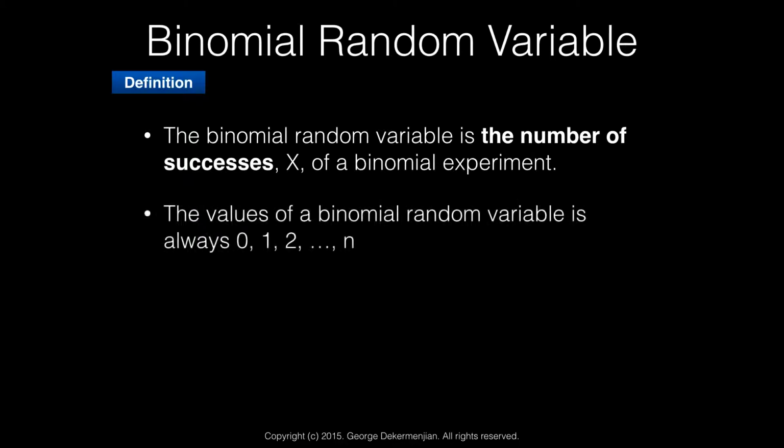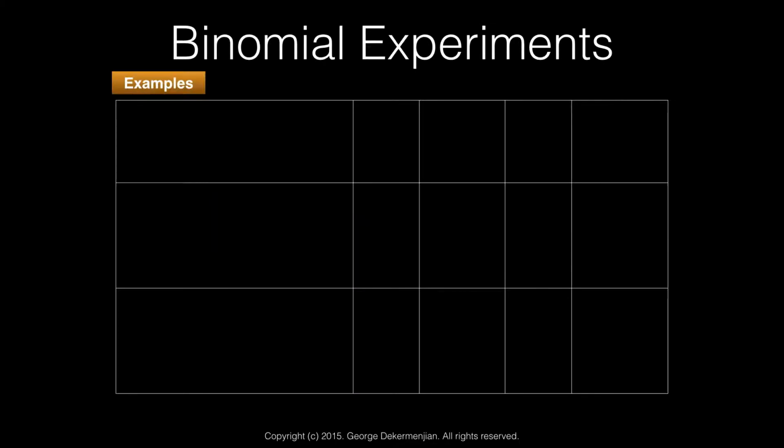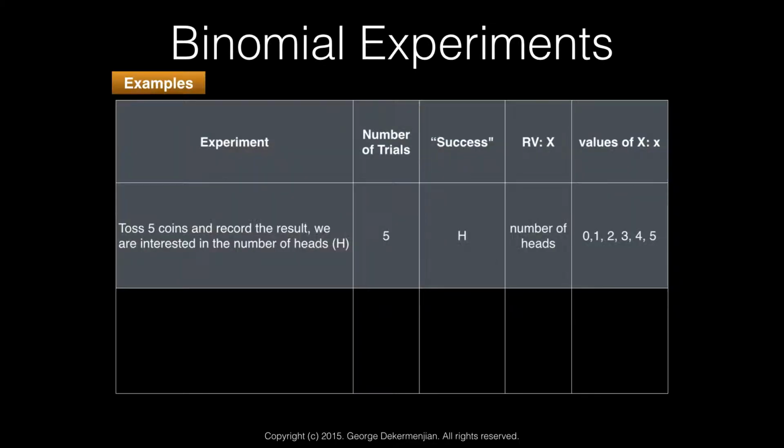Now, lowercase x will usually tell us all the values that a binomial random variable can take. And that's always going to be 0, 1, 2, etc., up to n, where n is the number of trials. So in the first experiment, we were tossing 5 coins. So we label capital X as the number of heads because that's the quantity we're interested in. Since success is labeled as heads, then the random variable is number of heads. The values of X are always from 0, 1, etc., all the way to the number of trials, which is 5.